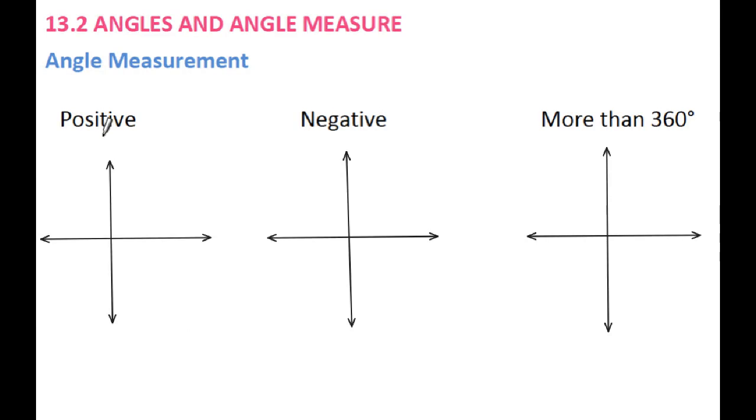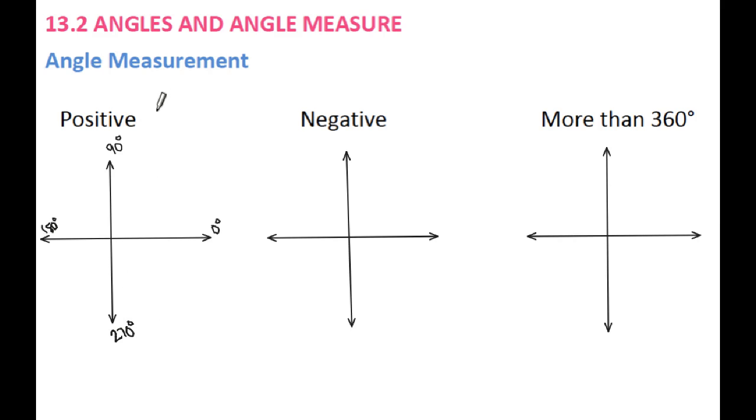We can have positive angle measurements, negative angle measurements, and angle measurements that are greater than 360. So a positive angle measurement is an angle that moves in a clockwise fashion. So for instance, we have 0 degrees. Each quadrant is 90 degrees, so we have positive 90, 180, and 270. I meant counterclockwise. I think I said clockwise. Positive angle measurements move in a counterclockwise fashion.